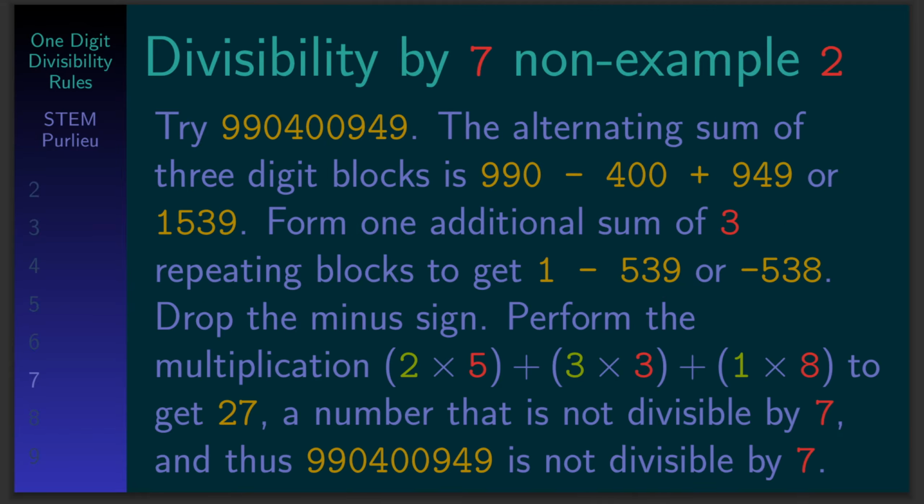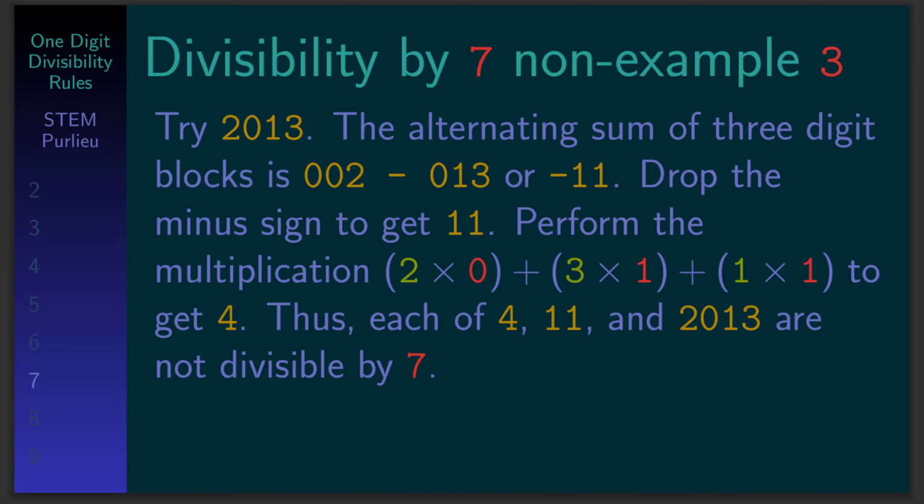Now let's try 990,400,949. The alternating sum of 3-digit blocks is 990 minus 400 plus 949, or 1539. Form one additional sum of 3 repeating blocks to get 1 minus 539, or minus 538. Drop the minus sign. Perform the multiplication 2 times 5 plus 3 times 3 plus 1 times 8 to get 27, a number that is not divisible by 7, and therefore 990,400,949 is not divisible by 7. Now let's try 2013. The alternating sum of 3-digit blocks is 2 minus 13, or minus 11.